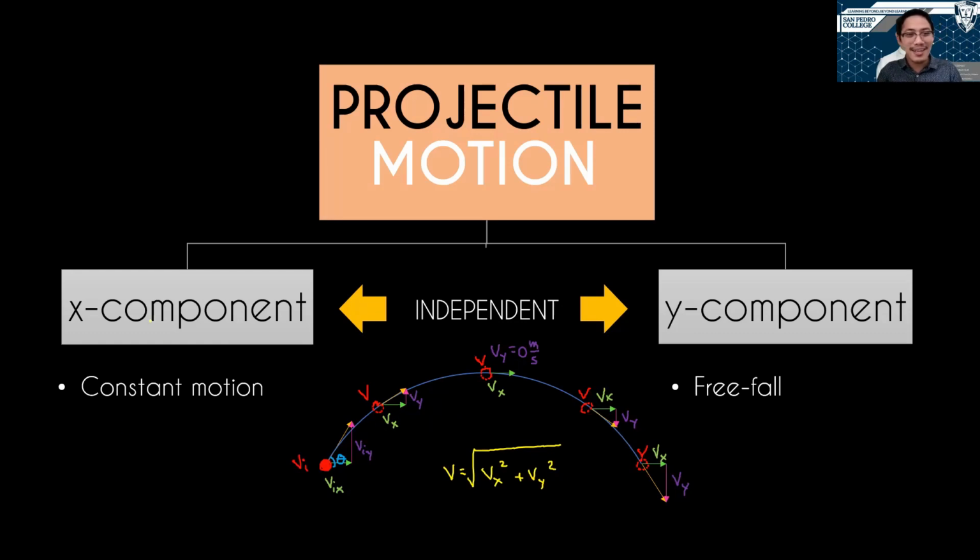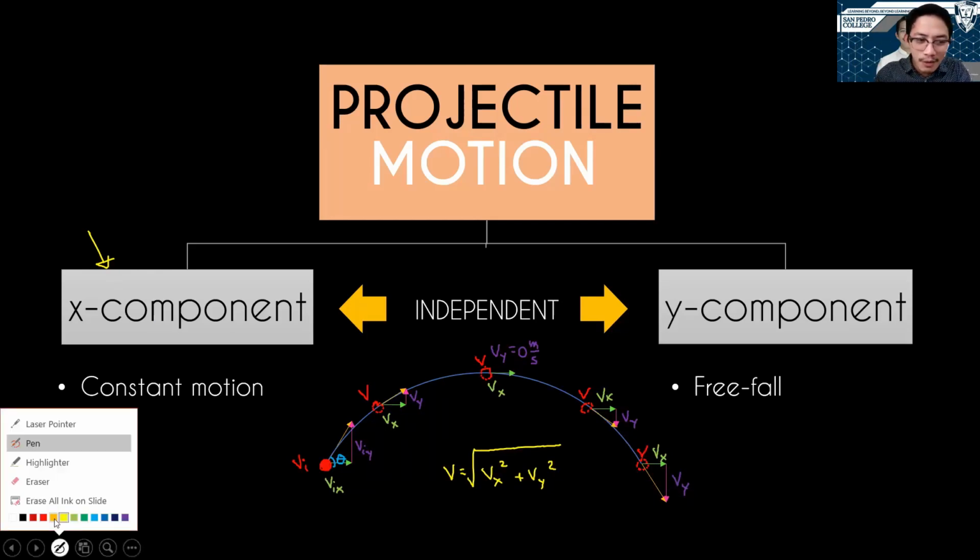So let's analyze the horizontal component of our motion. Accordingly, the horizontal component is a constant motion. What does constant motion mean? When we hear constant motion, what should come to mind? Constant motion means constant what? Constant?